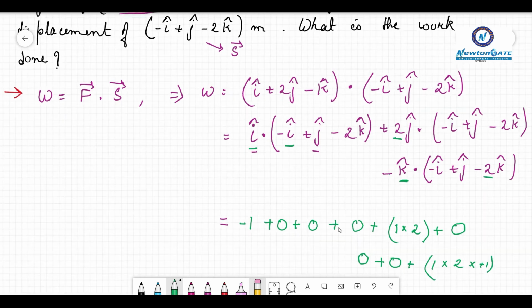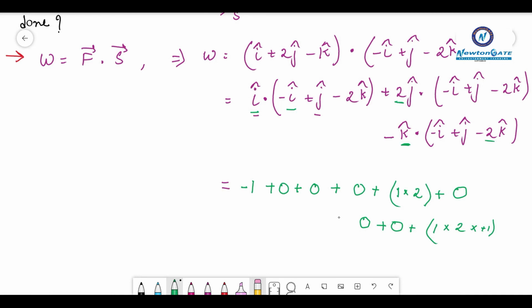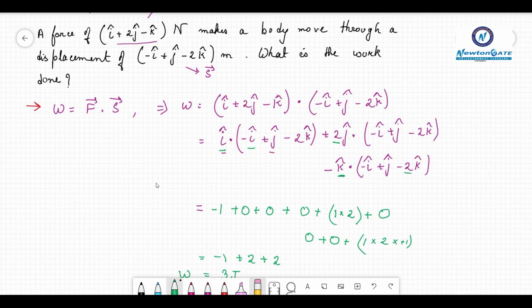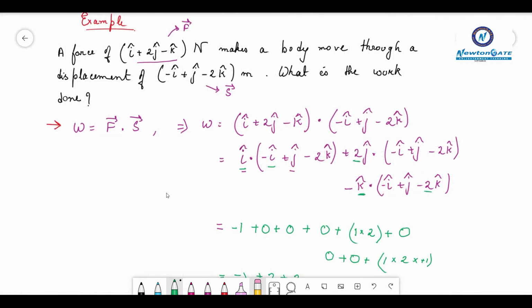So what is my value coming to? It is coming as minus 1 plus 2 plus 2, so that is equal to 3. So what is the value of work? Work is equal to 3 joule. So from force and displacement, which were vector values, we got a scalar value of work to be 3 joule. No direction, just magnitude. So this is how you will solve the work, or the scalar product values.